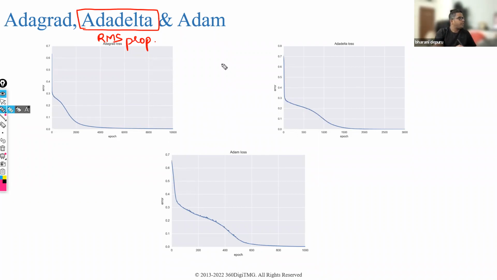So, if you maintain the gradient at step 1, gradient at step 2, gradient at step 3, gradient at step 4, gradient at step 5, gradient means the rate of change, right? And you square it, square the gradients.